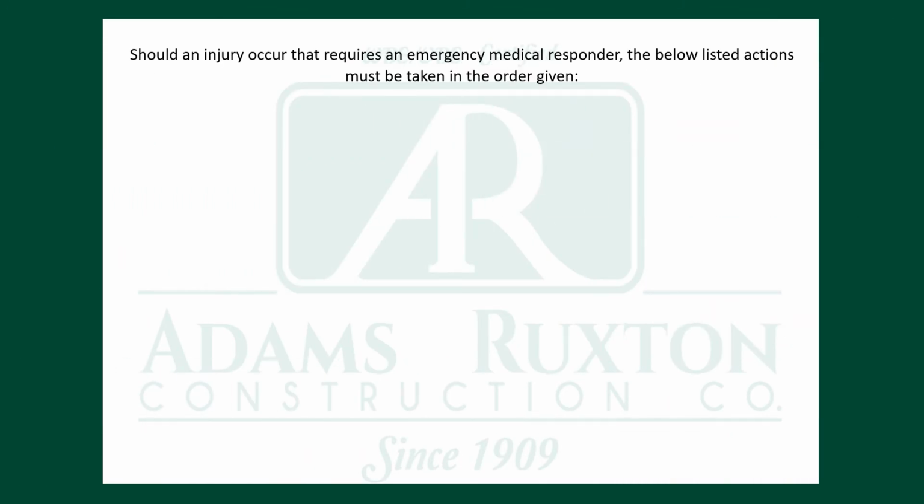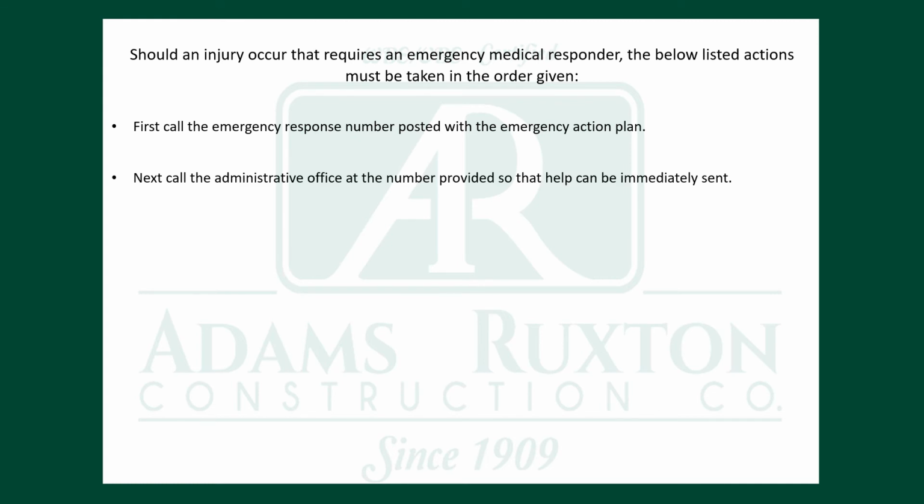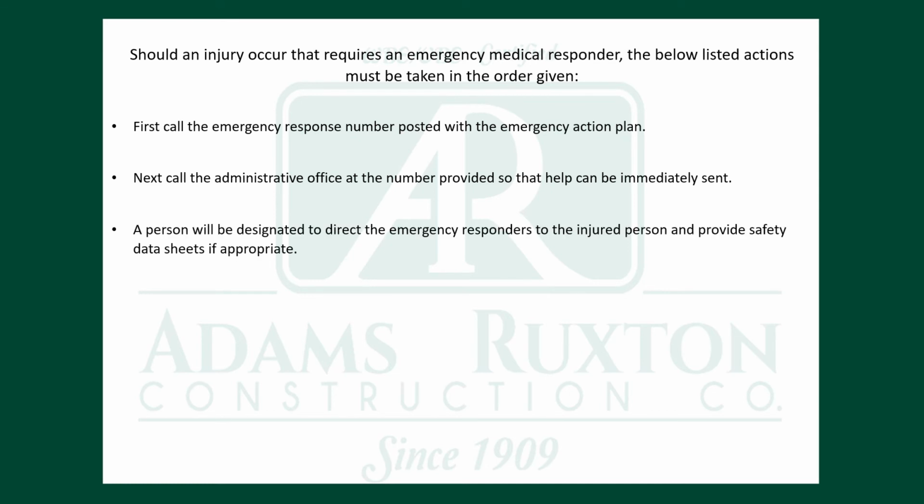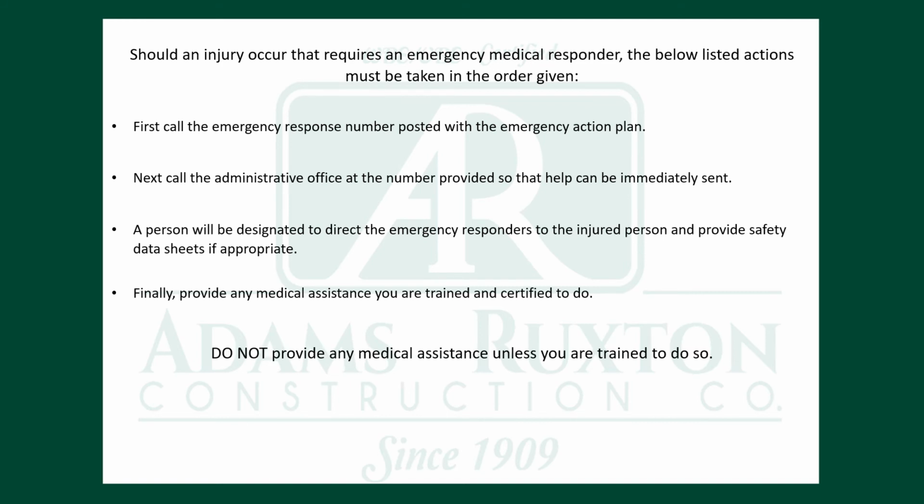Should an injury occur that requires an emergency medical responder, the below listed actions must be taken in the order given. First, call the emergency response number posted with the emergency action plan. Next, call the administrative office at the number provided so that help can be immediately sent. A person will be designated to direct the emergency responders to the injured person and provide safety data sheets if appropriate. Finally, provide any medical assistance you are trained and certified to do. Do not provide any medical assistance unless you are trained to do so.